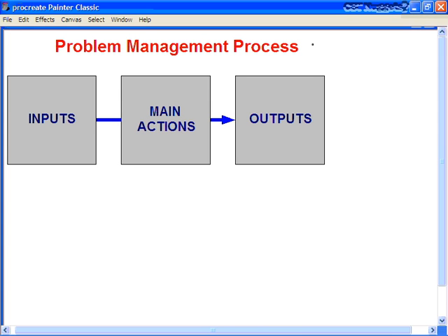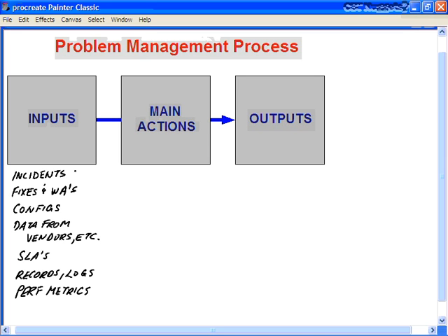The process of problem management is basically threefold. You've got a series of different types of inputs. Those vary upon your organization. Then you have your main actions that you're going to take based on the input into the PM process. And then, of course, the results of those actions are going to be your outputs.